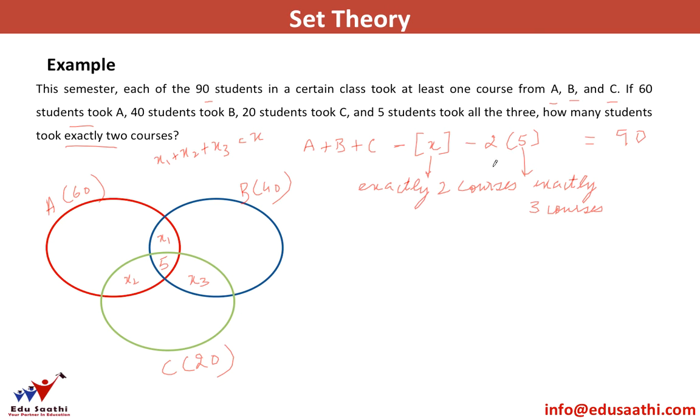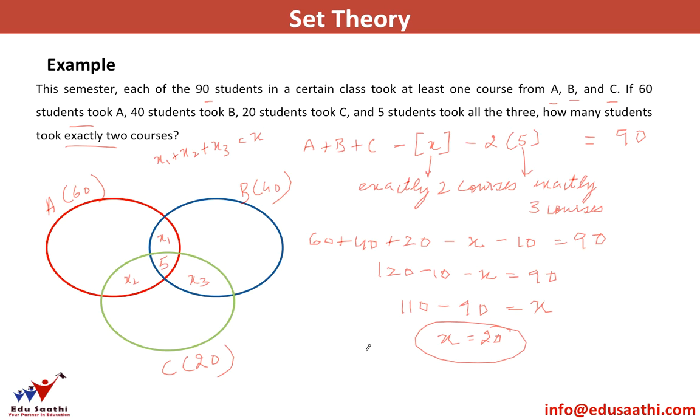I've applied exactly the same logic which we did in the previous question. So how much is A? A is 60, B is 40 and C is 20, minus X minus 10 is equal to 90. This gives me 120 minus 10 minus X is equal to 90, or 110 minus 90 is equal to X. So X comes out to be 20. So 20 is the number of students who opted for exactly two courses.